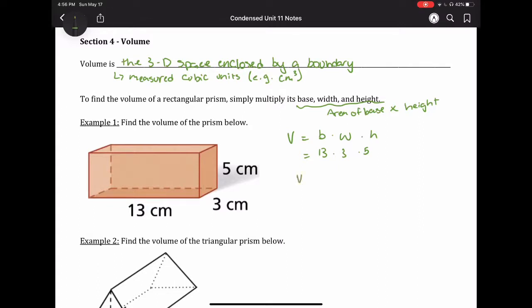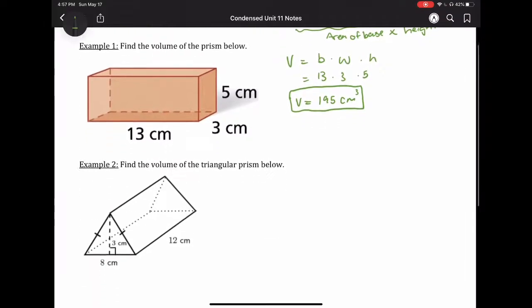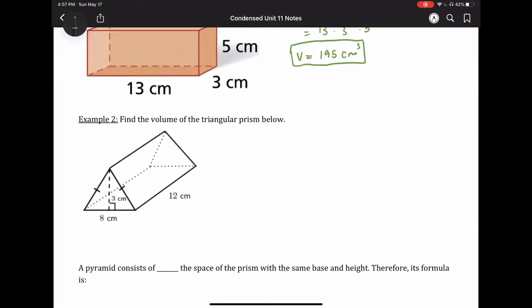So I have a volume of 195, and this is measured in centimeters, and we are using cubic units. So I have centimeters cubed, or 195 cubic centimeters would be how you would read that. And that's my volume. All right, so that's a rectangular prism. Let's go ahead and look at this triangular prism in example number 2.